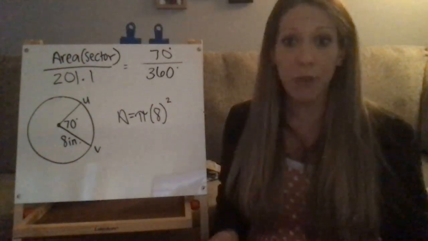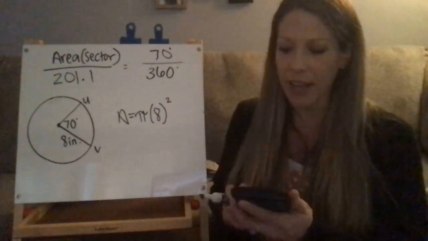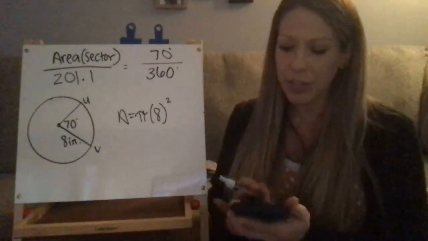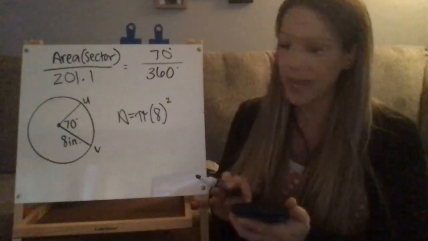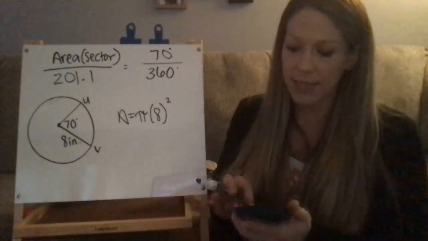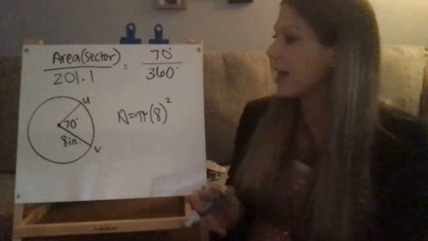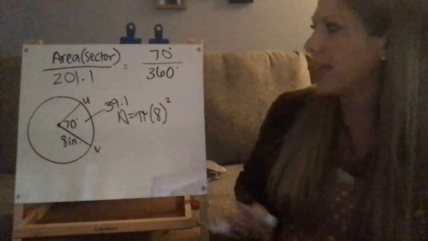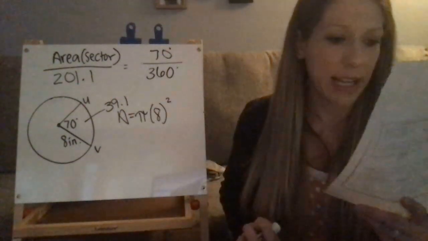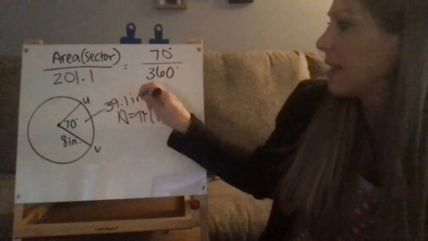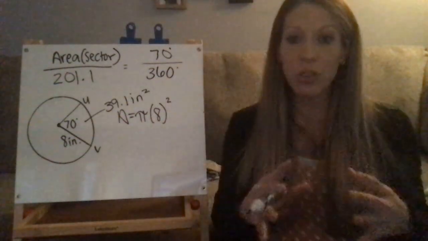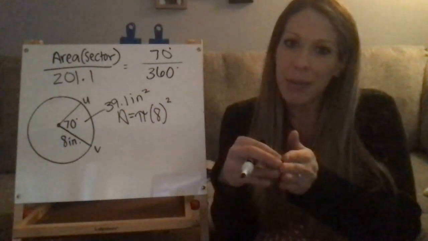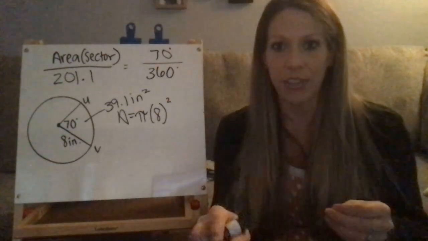All right, just like before, we're going to cross multiply to find the area of this little sector right there. So 201.1 times 70 divided by 360. So the area of that little piece of pie is about 39.1. Our units here were inches squared. So the area of the whole circle was about 201 inches squared, but the area of the little piece of pie that we wanted was 39.1 inches squared.